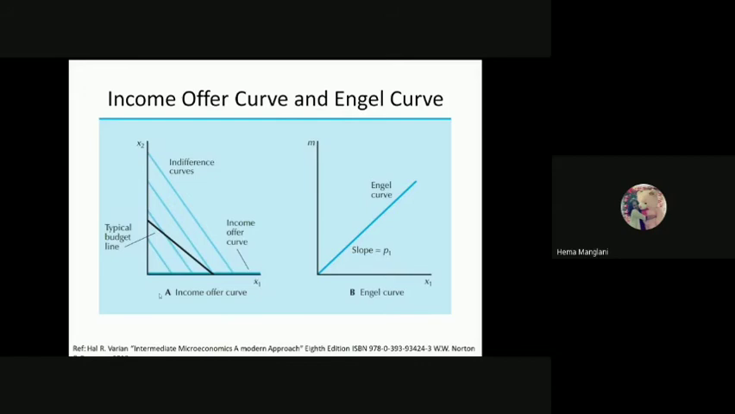And this is what? This is the income offer curve. Don't get confused between the Engel curve and the income offer curve, because the Engel curve shows the relationship between income and a commodity, but the income offer curve we actually derive between two of the goods' choices where our income changes but our prices remain constant. Is that clear? Yes, ma'am. Okay.